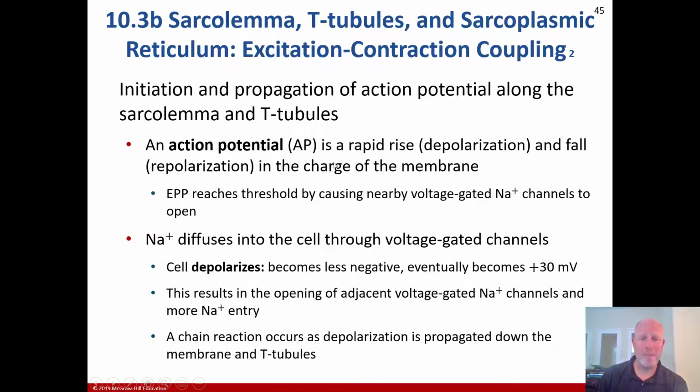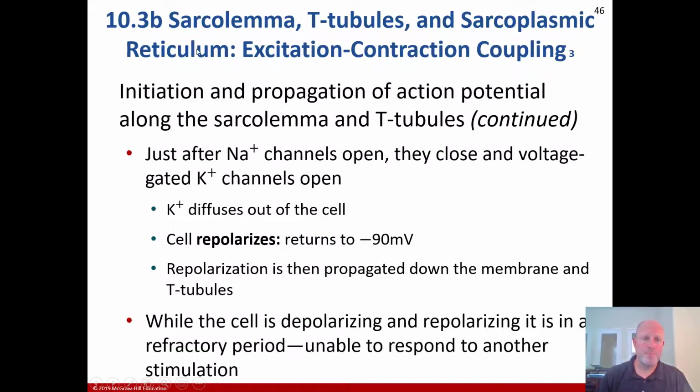This action potential, or AP, is a rapid rise, also known as depolarization, and it's going to come back a lot, and a fall, the repolarization, in the charge of the membrane. The EPP reaches its threshold by causing nearby voltage-gated sodium channels to open. Sodium diffuses into the cell through these voltage-gated channels, and the cell depolarizes, meaning it becomes less negative, and eventually becomes plus 30. This results in the opening of adjacent voltage-gated sodium channels and more sodium entry. A chain reaction occurs as depolarization is propagated down the membrane and the T-tubules.